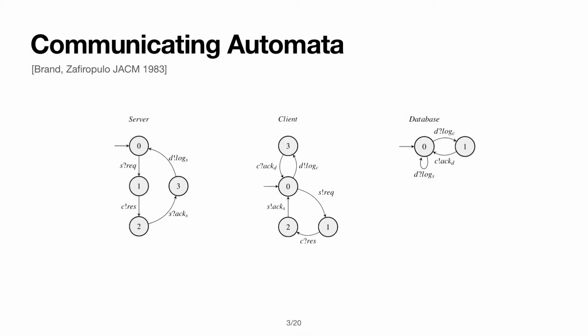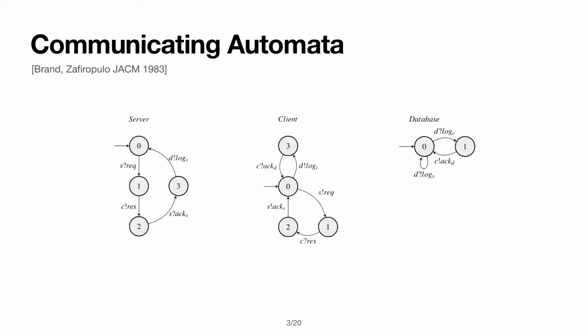So our model will be communicating automata. I will start by showing you how this model works with an example. The system you see here represents a simple protocol involving a client, a server, and a database logging activity. In communicating automata, we represent each participant of the communication protocol with an automaton. The transitions here are labeled with actions, so either reception or send actions.